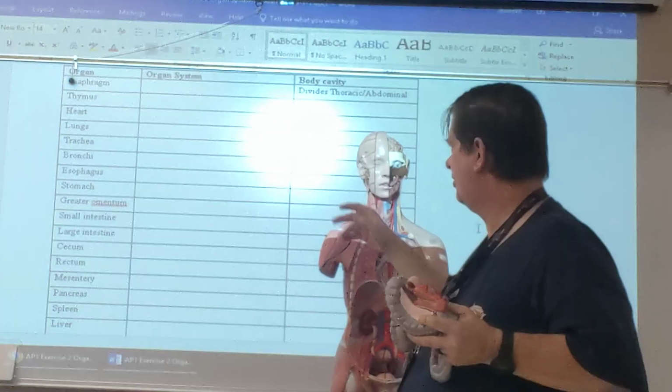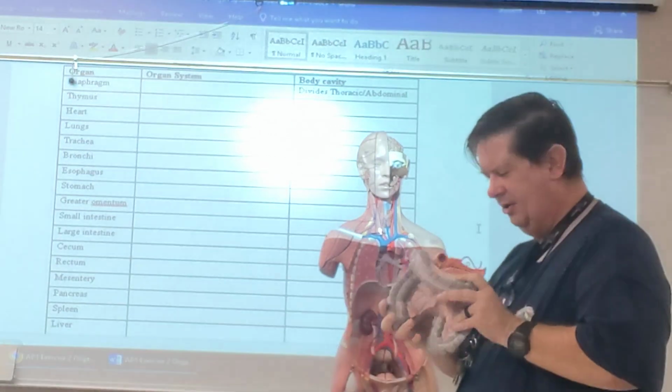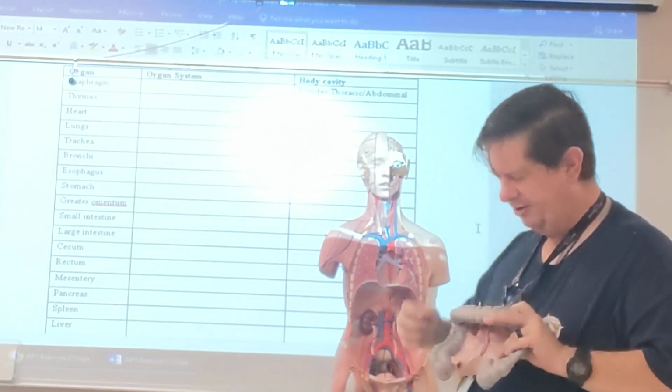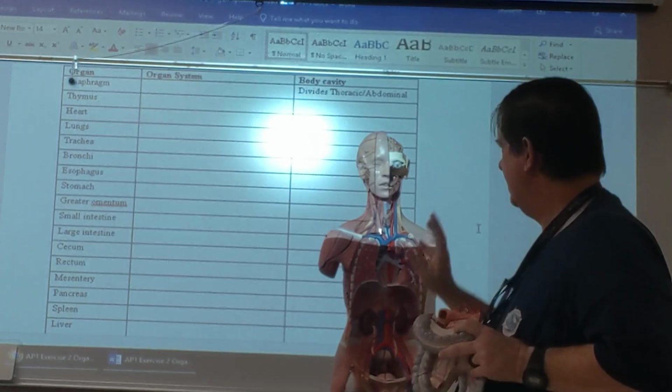But we talked about the three parts of the small, duodenum, jejunum, ileum. You know where to find them. You know that the ileum is pretty small down here compared to the jejunum. I mean, most of what you see is jejunum. Anyway, so you got that.